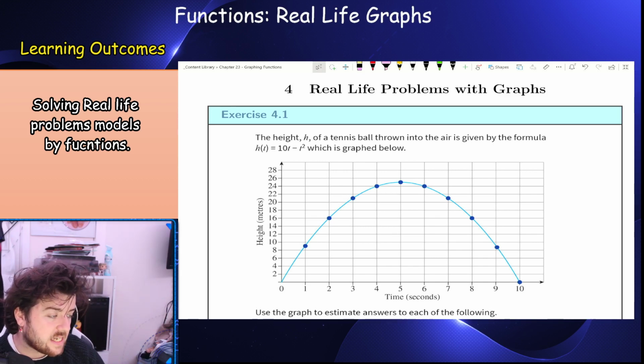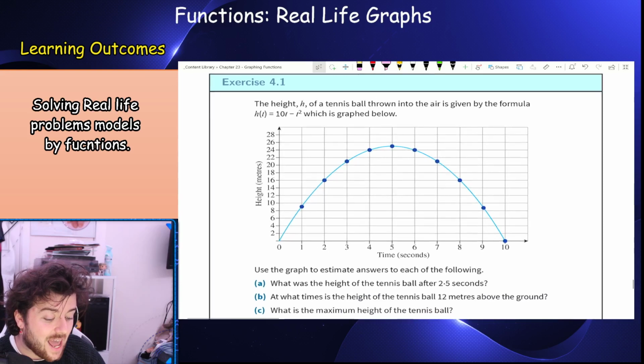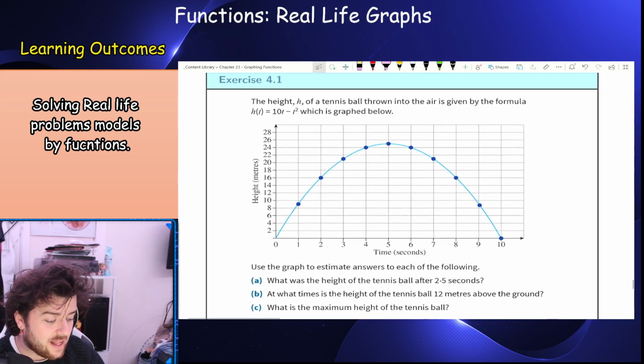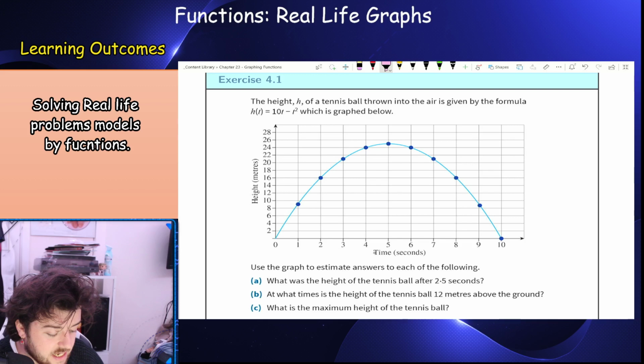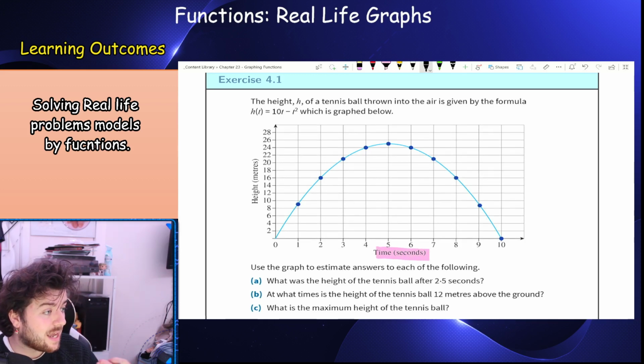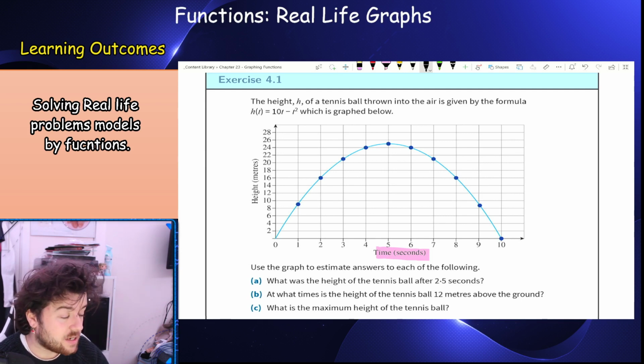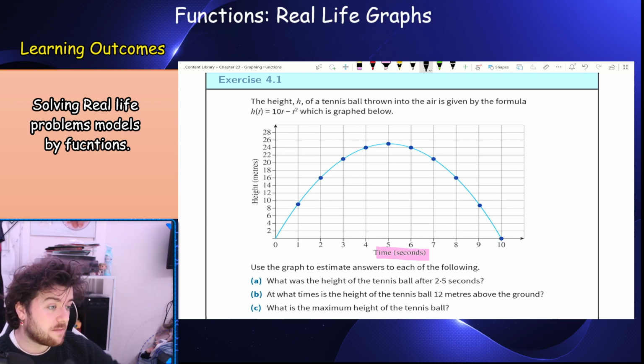So this graph right here, the height h of a tennis ball thrown in the air is given by the formula h of t is equal to 10t minus t squared, which is graphed below. And we see here t is just time in seconds. So my input is time in seconds, and my output is the height at which the tennis ball is.